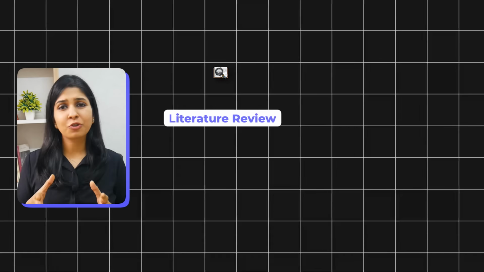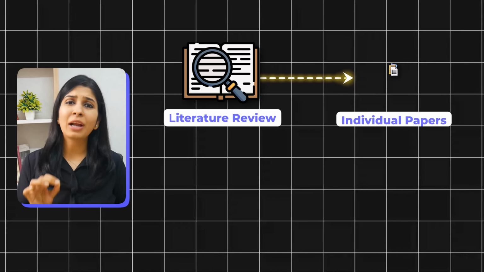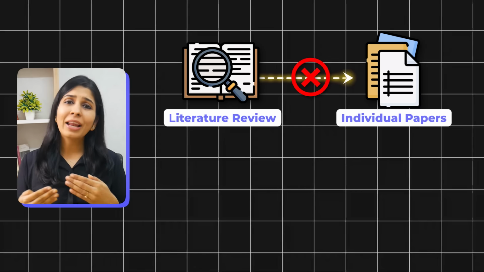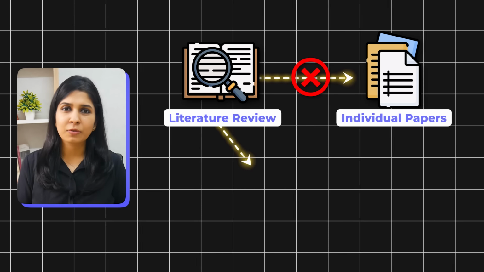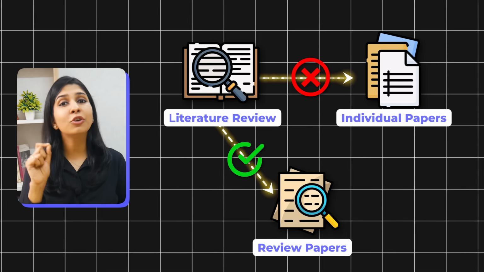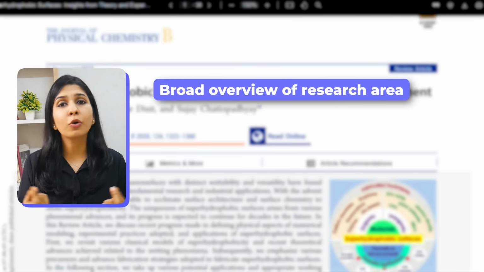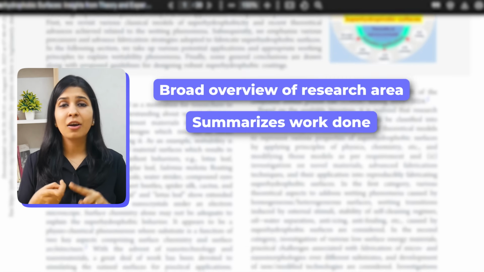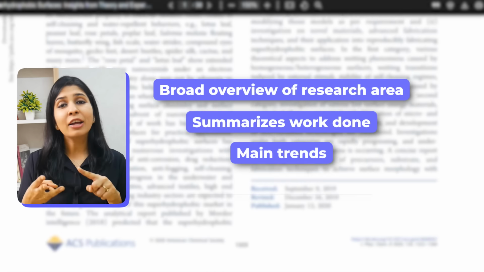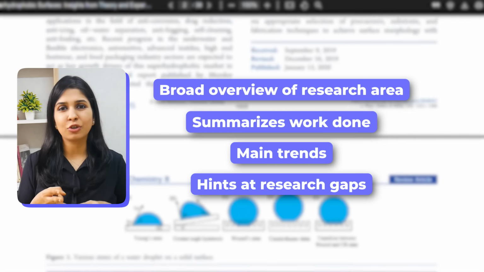When you're starting a literature review, don't jump directly to random individual papers. You will end up having to download a lot of papers and not all of them are going to be useful. Instead, start with review papers. This is because review papers give you a broad overview of that field. They summarize the work that has been done in that area, what are some of the main trends, and also hint at possible research gaps.